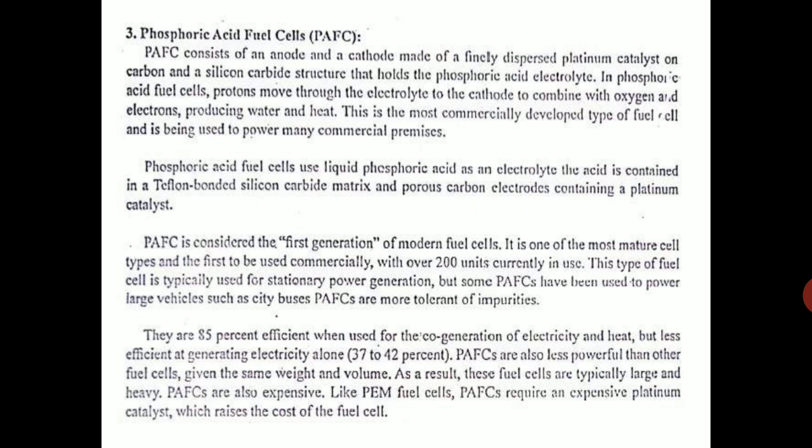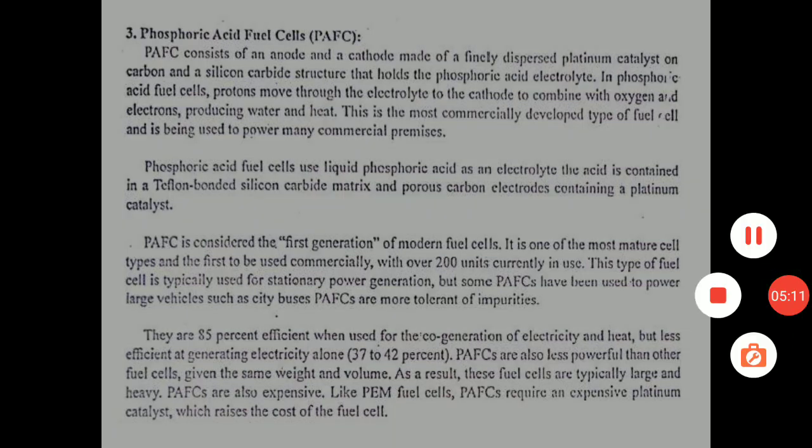Okay, so this was about phosphoric acid fuel cell, and in the last discussion we will look into the solid oxide fuel cell. Thank you.